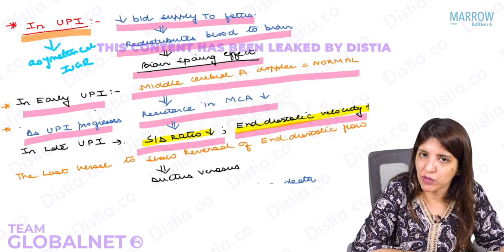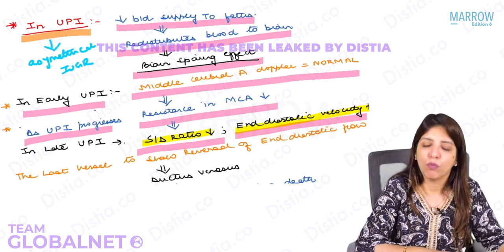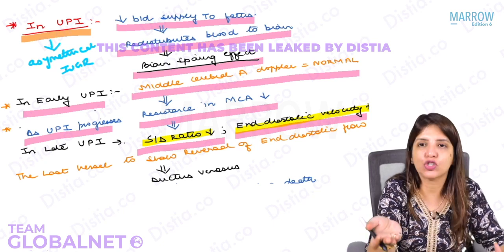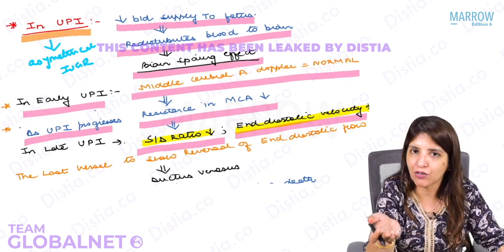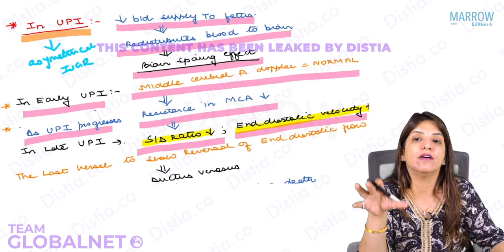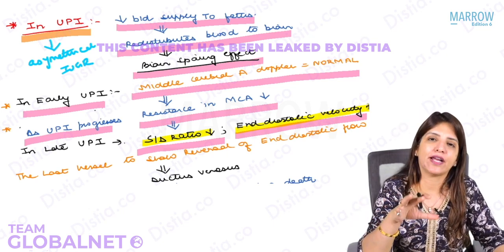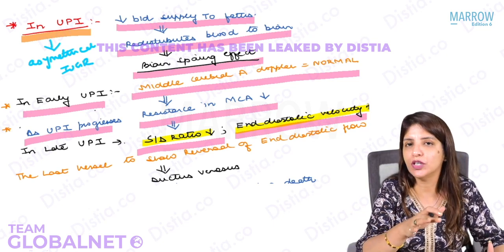So in case of IUGR, you do get changes in middle cerebral artery Doppler, which are exactly the opposite of the changes which you were getting in umbilical artery Doppler. But in umbilical artery Doppler, the changes come very early in the disease, whereas changes in middle cerebral artery are detected later in the course of the disease.